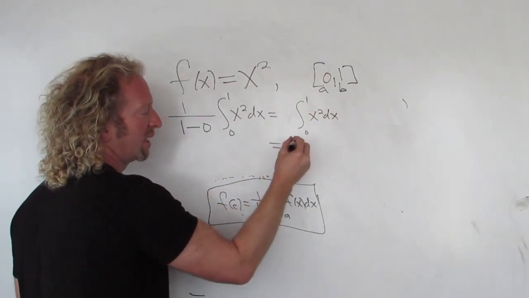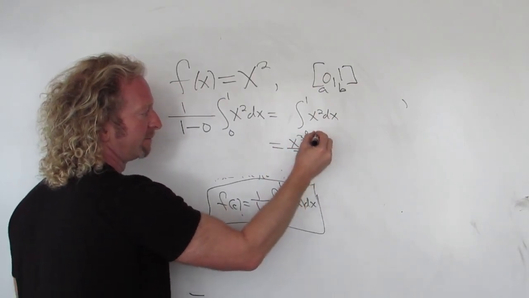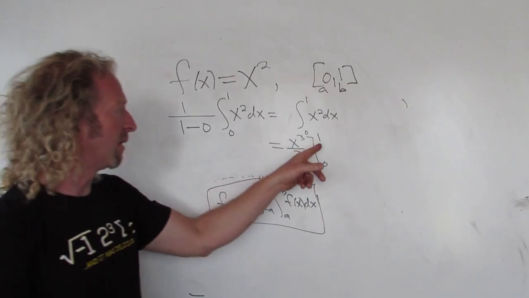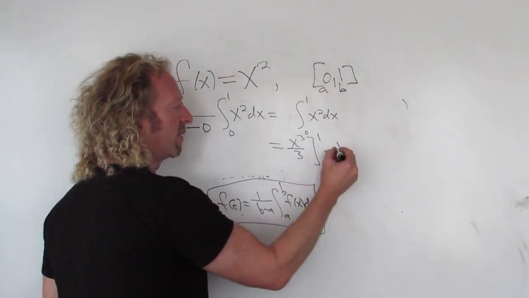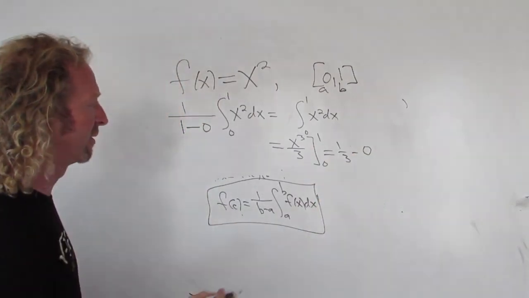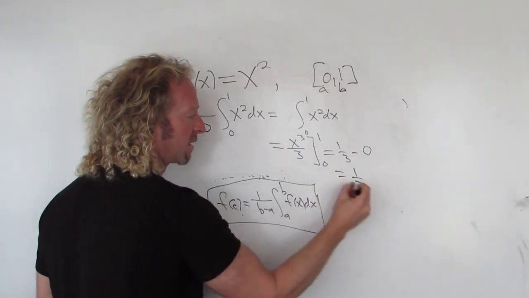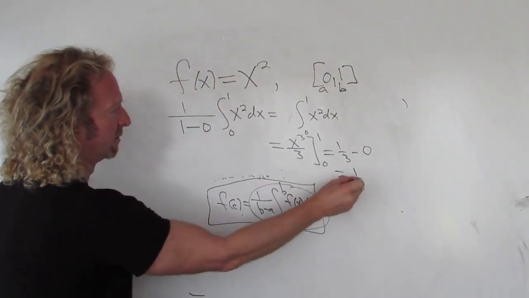When you integrate x squared, you get x cubed over 3, and we're going from 0 to 1. Then the fundamental theorem of calculus says you plug in the 1, subtract, and plug in the 0. So you get 1 third minus 0, right? Because 0 over 3 is 0. So you just get 1 third. So we worked this out, and we got 1 third, right?